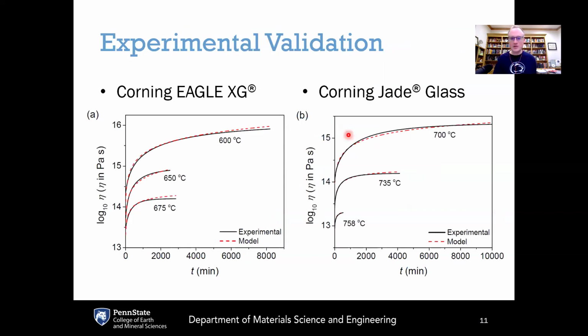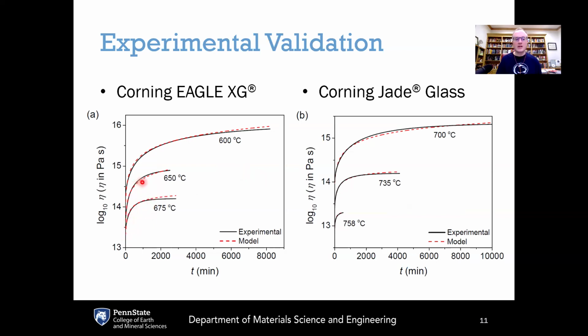So how well does this MAP equation actually work? On the left here, this shows the viscosity of Eagle XG glass as a function of time for isothermal holds at different temperatures. So this is taking Eagle XG glass and holding it isothermally at either 600 degrees C, 650, or 675 degrees C. The experimentally measured viscosity using the beam bending technique is given by the black curves, and then the modeled viscosity is given by the dashed red line. So you can see that it has a very good agreement between the model and experiment. What you'll also notice is that the viscosity is increasing over time.